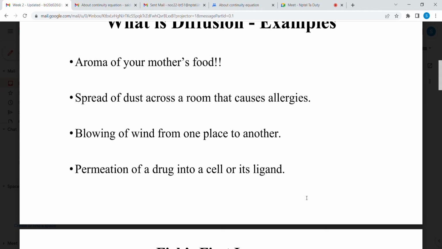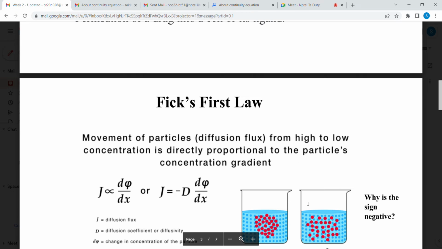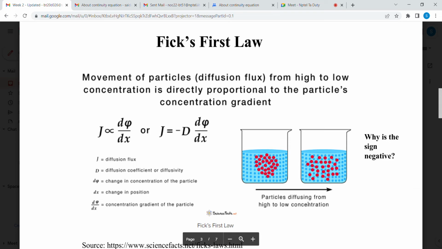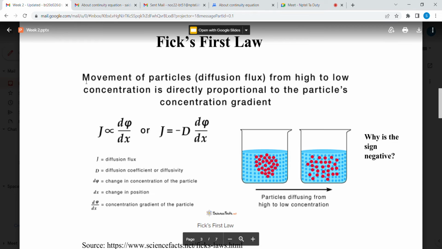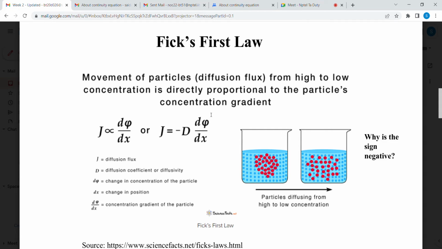what are the rules or the laws that govern this process of diffusion? So there are two laws. One is Fick's first law, which states that the movement of particles, or the diffusional flux, the movement of particles per unit area per unit time, from high to low concentration, in this case the ink, from the drop to the rest of the solution, is directly proportional to the particle concentration gradient. It's very simple. So basically, the higher the concentration gradient, the higher will be the diffusion.